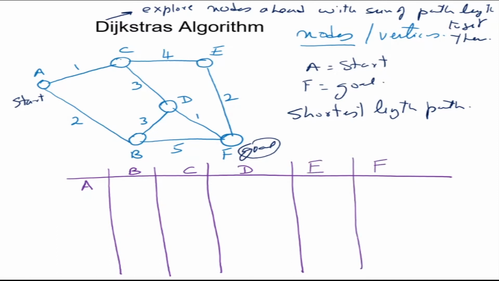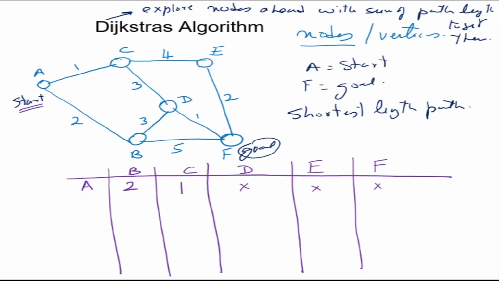Now my start point is A, so I'm starting from A. From A to B, what is the path length between A and B? It is 2. From A, if I go to C, it is 1. The path lengths are already given. Now you cannot go to D, E, or F from A directly. Out of this, what we see is which one is the shortest path length. The shortest path length is C.